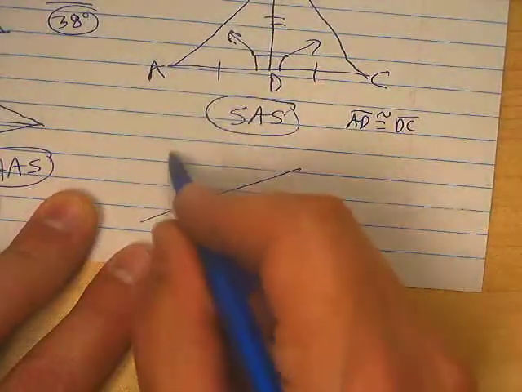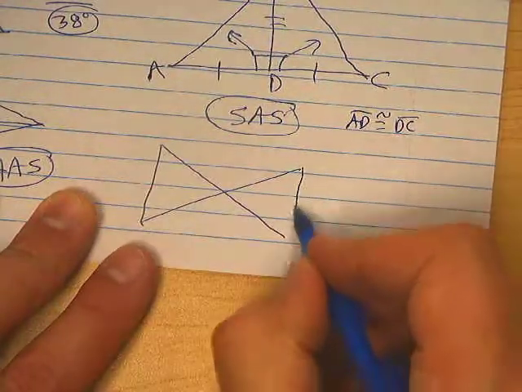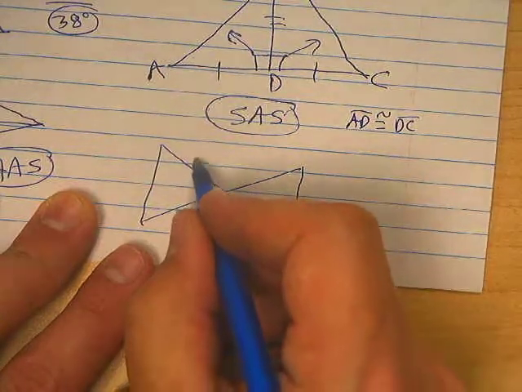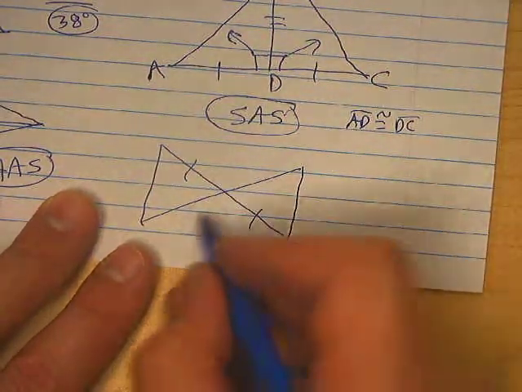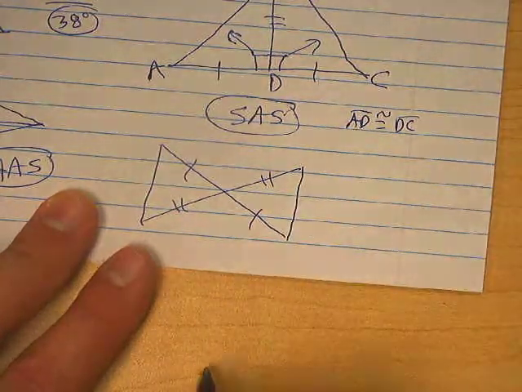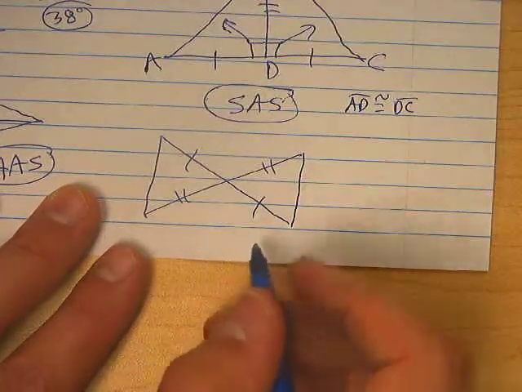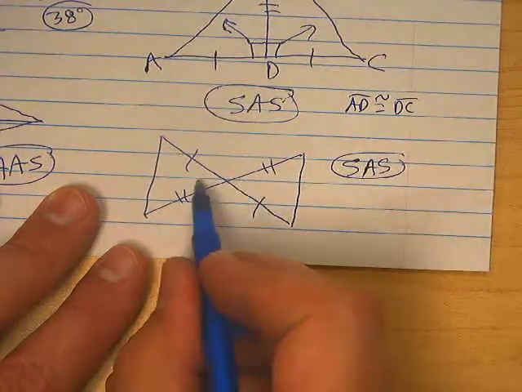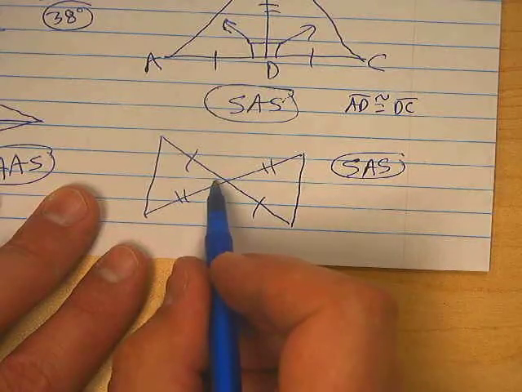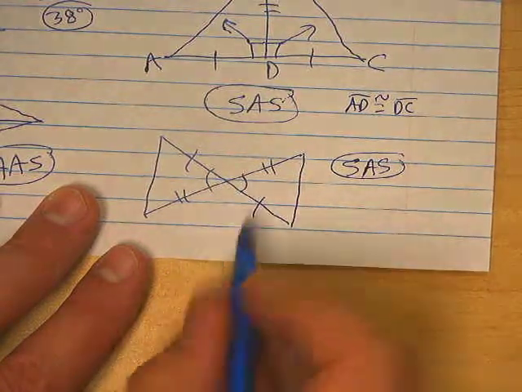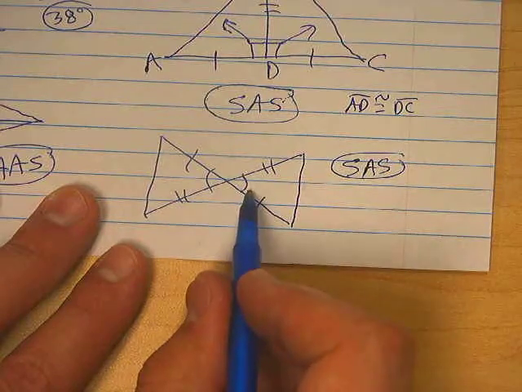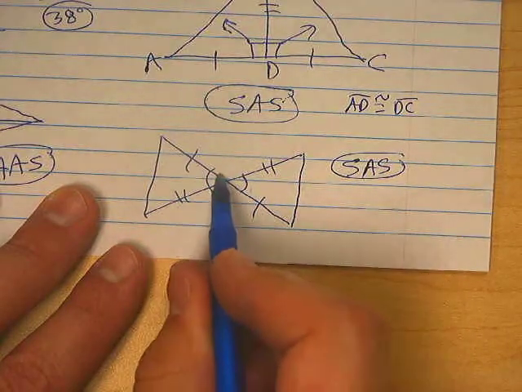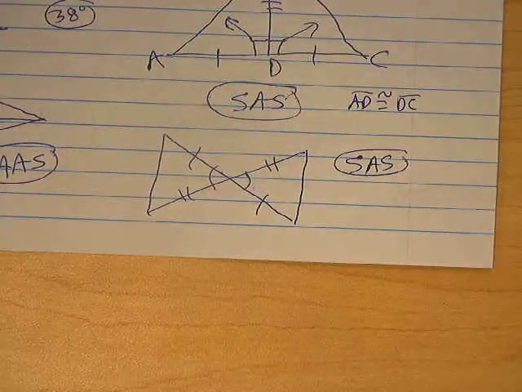All right, next. Let's say we have two triangles that intersect, and let's say these two sides are congruent and these two sides are congruent. Are these triangles congruent? Well, absolutely, yes, they are. It's going to be SAS. Here's why. In the middle, you can see these two lines intersect to form vertical angles, and these vertical angles are always congruent. So that's how we get side, angle, side.